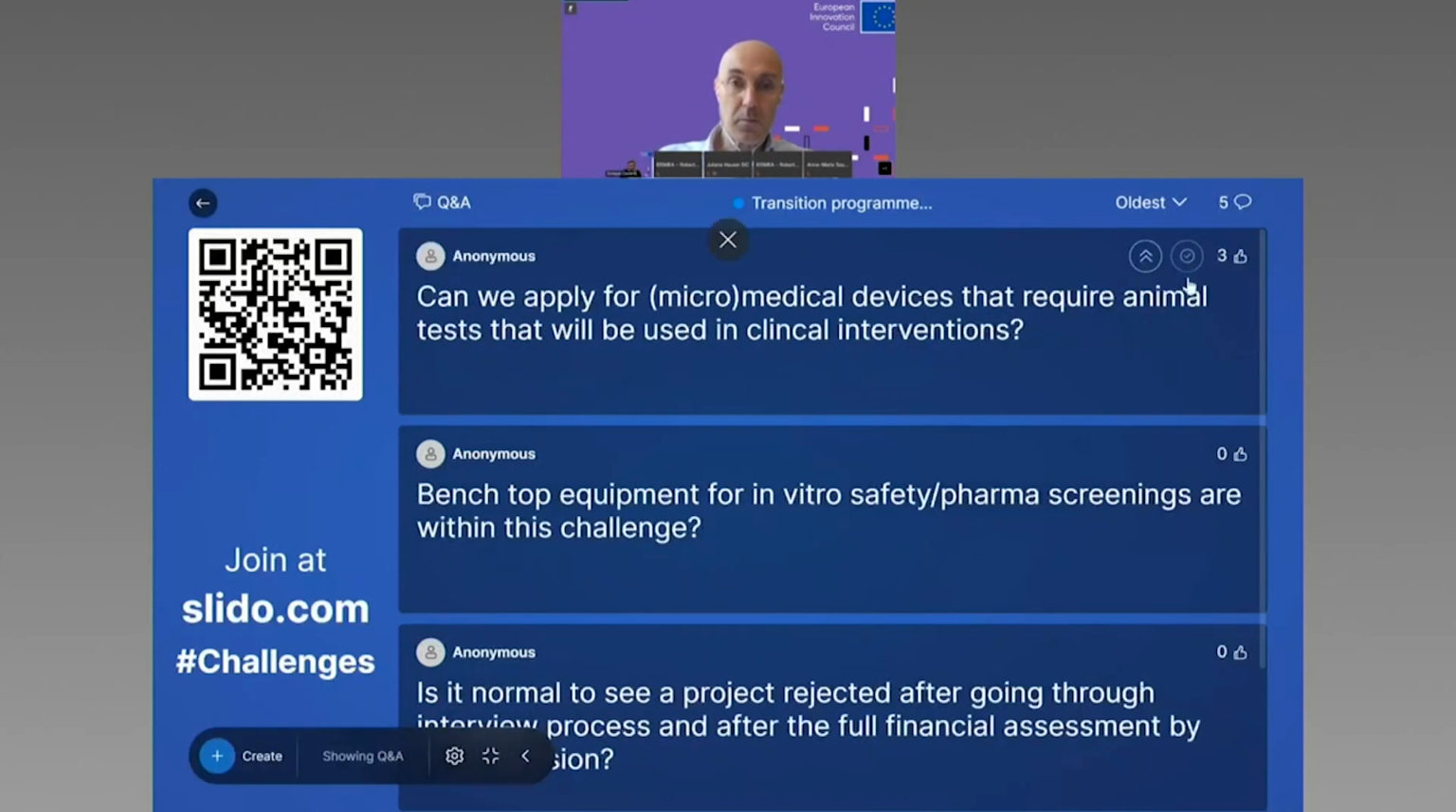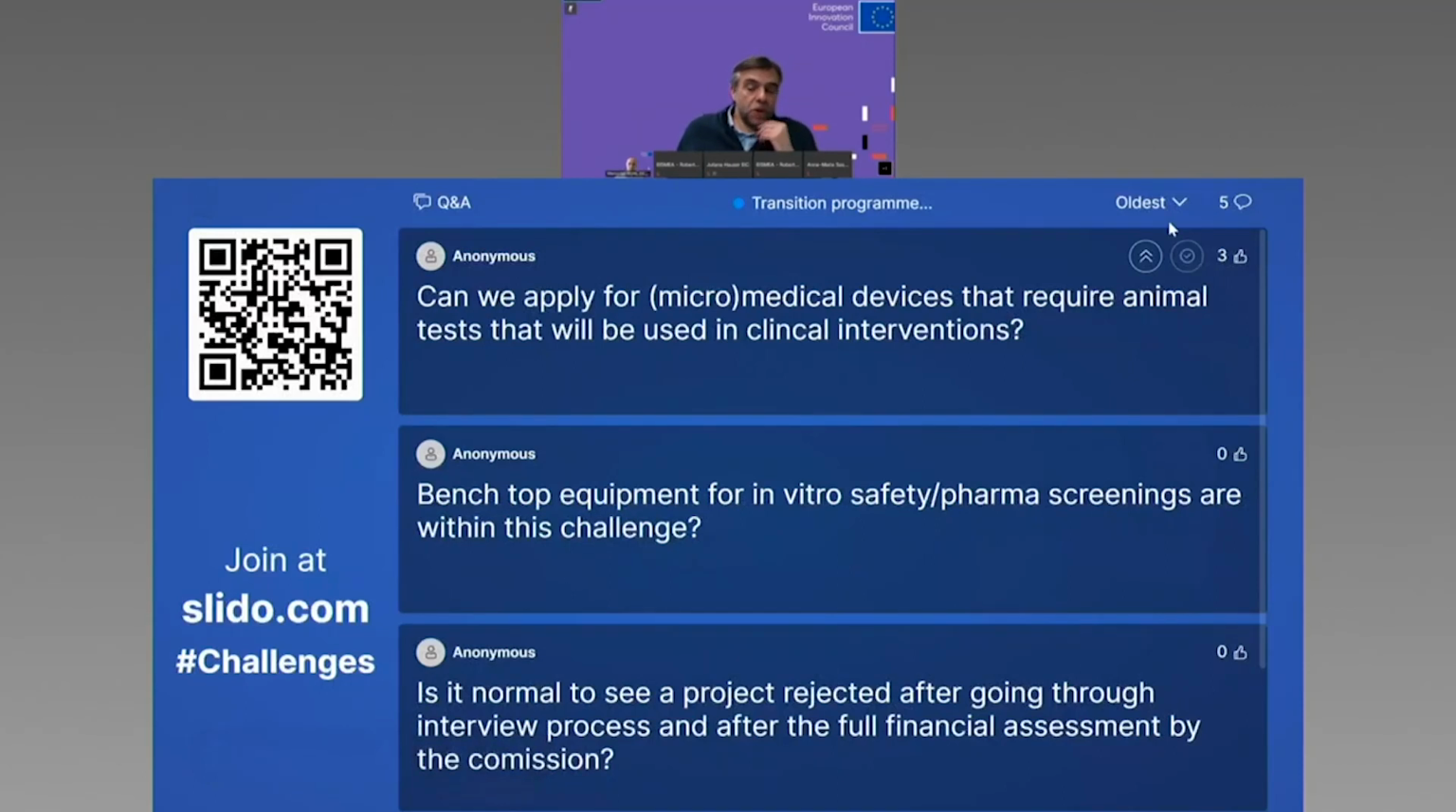Very good, thanks. Can we apply for medical devices that require animal tests that will be used in clinical interventions? I don't think we are banning preclinical work that requires rodents, for example. Unfortunately, in some cases you have to do some preliminary work, but there is an ethics review, so this is important for us. But we are not stopping proposals, because for many medical devices you need to do some rodent work to demonstrate it's safe and efficacy is there. But the ethics part is important. You will have to go through that.